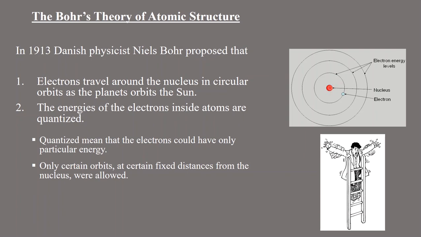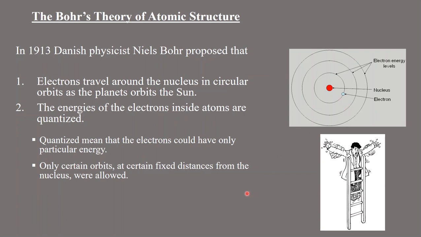We have the nucleus, and outside the nucleus we have many orbits, and electrons orbit around the nucleus in these circular paths. He also introduced that the energies of electrons inside the atoms are quantized. Quantized means electrons could have only particular energy. This was the revolutionary part of this model, that electrons could possess only particular fixed energies, which in turn meant that only specific orbits at certain fixed distances from the nucleus are allowed.